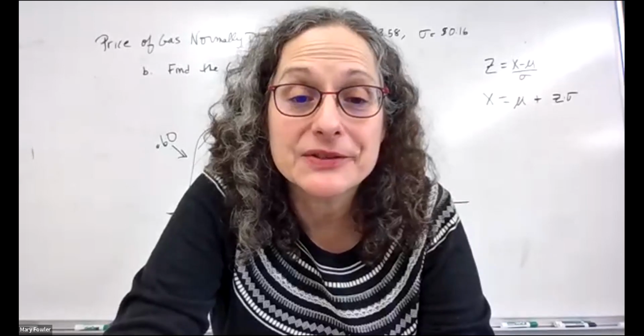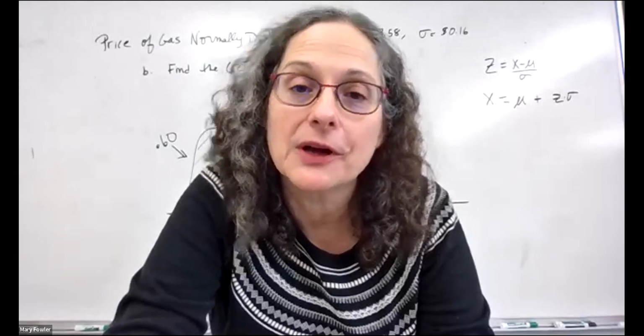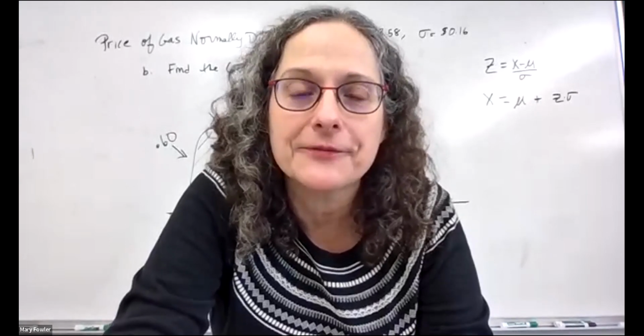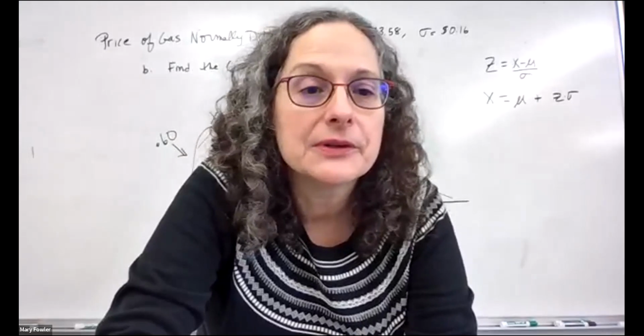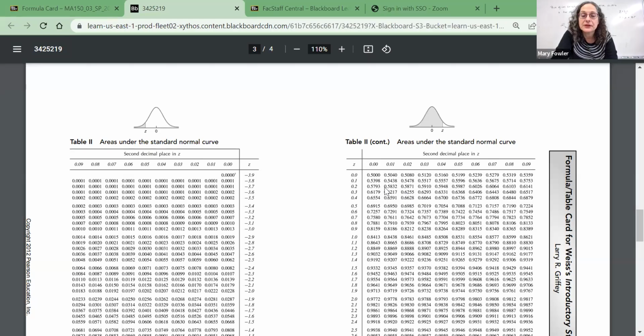Okay, so I'm going to share my screen and pull up the formula card because I want to make sure that we all know how to find this value. This is the Z value that has the property that 60% of the area is to the left of it. Okay, so we're going to look inside the formula card until we get to a value of 0.60. So these increase as we move to the right.